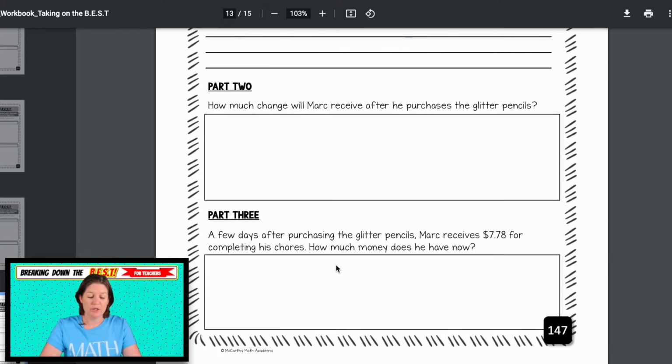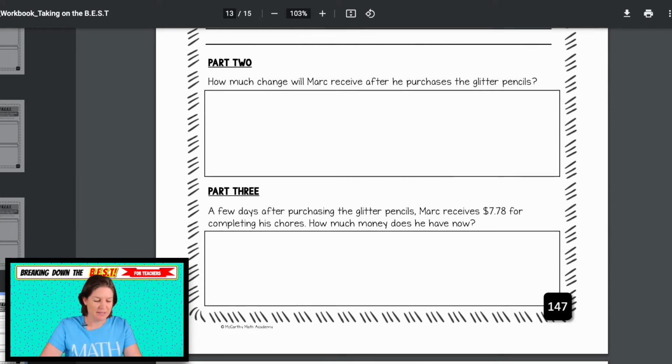A few days after purchasing the glitter pencils, Mark receives $7.78 for completing his chores. How much money does he have now? So it's really throwing them into a real-world situation where they're having to add and subtract and use the strategies that they've learned to navigate that type of problem.